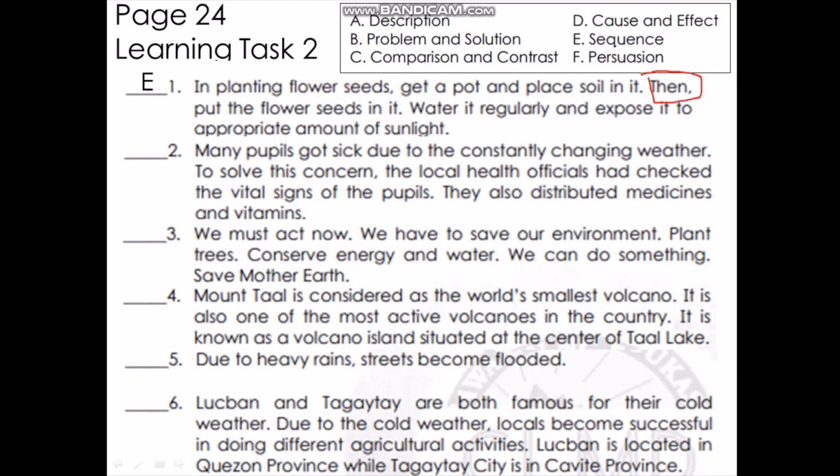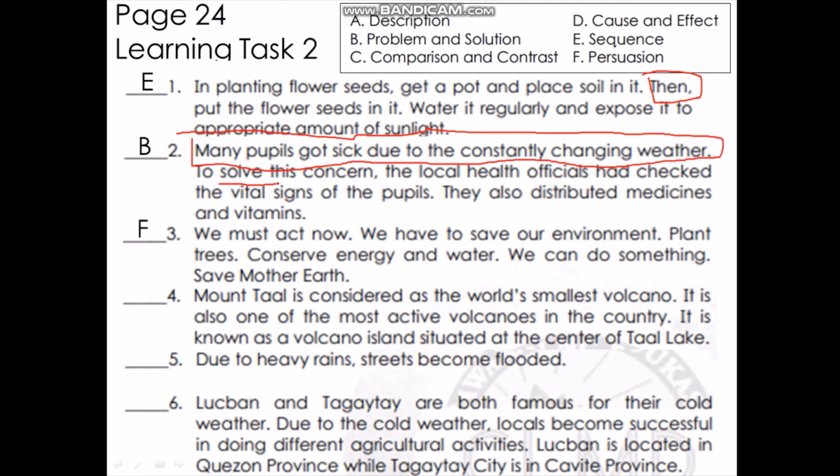Okay, number 2. Letter B. It's problem and solution. Why? The problem was many pupils got sick due to the changing weather. So, that is the problem. The rest, to solve, right? To solve this concern. So, they gave solution. So, it means that it's problem and solution. So, it's letter B.